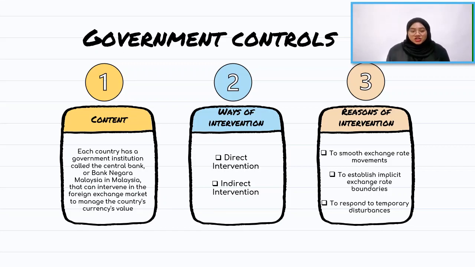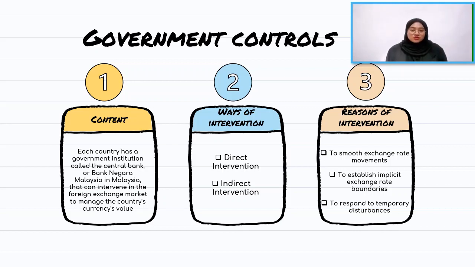Direct intervention refers to the exchange of currency that the central bank holds as reserve for other currencies in the foreign exchange market. Under indirect intervention, there is government adjustment of interest rates, and some governments may use foreign exchange controls such as restrictions on currency exchange as a form of indirect intervention to keep their currency's exchange rate stable. There are three reasons for intervention.